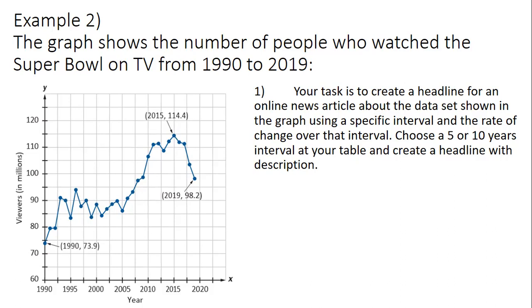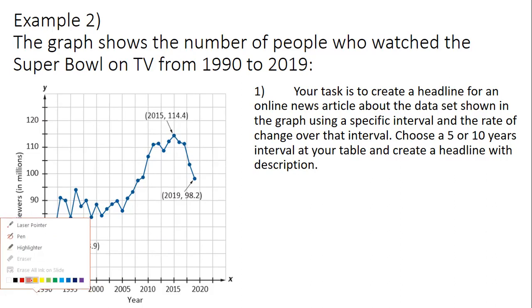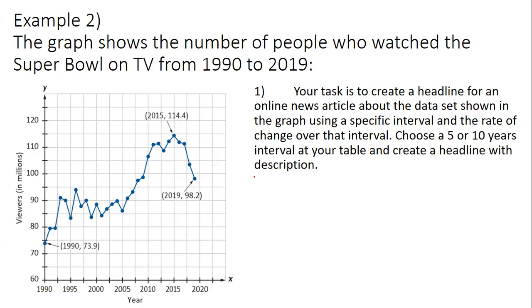I'm going to assign you your intervals per table, okay? You're going to find your average rate of change and then create a headline based on your average rate of change, okay? So I'm going to model it first. So we're going to do Miss Jones's first. I'm going to assign myself 1990. So I'm analyzing from 1990 to 1995. Okay, so from 1990 to 1995, I'm going to look at my data. Well, in 1990, it was at 73.9. In 1995, it looks like it's at 83.